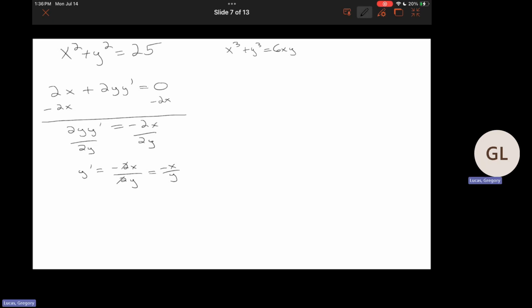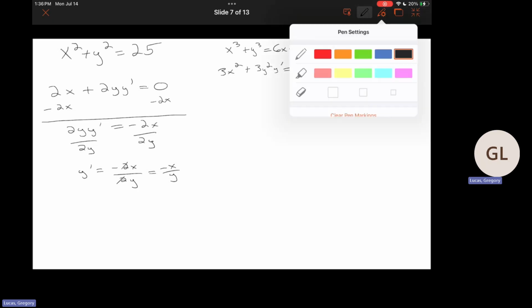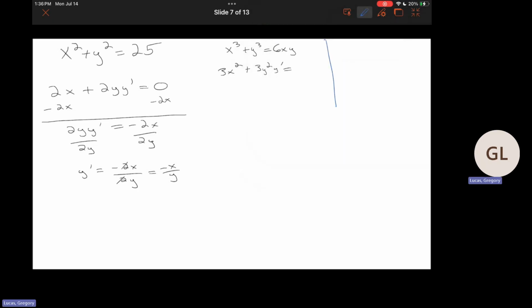So let's start by taking the derivative of the left side. Left side is what we just did. Derivative of x cubed is 3x squared. Derivative of y to the third is 3y squared, but then times y prime. But then this 6xy is a little trick here. The derivative of 6xy, we'll make a little side note. I have to use the product rule.